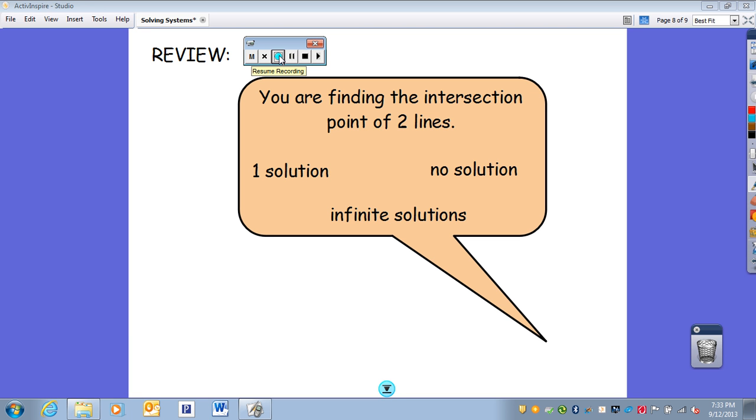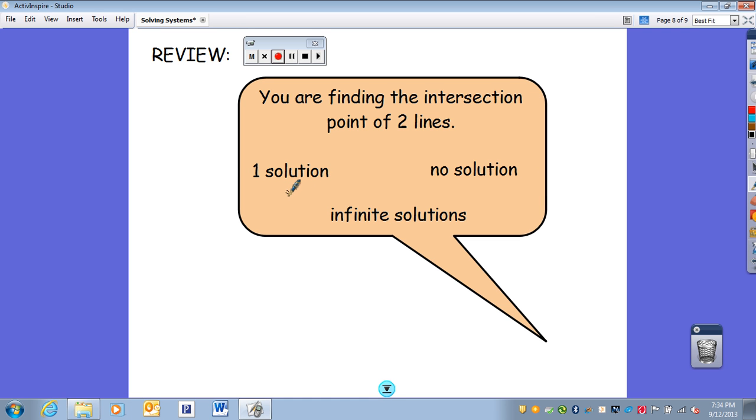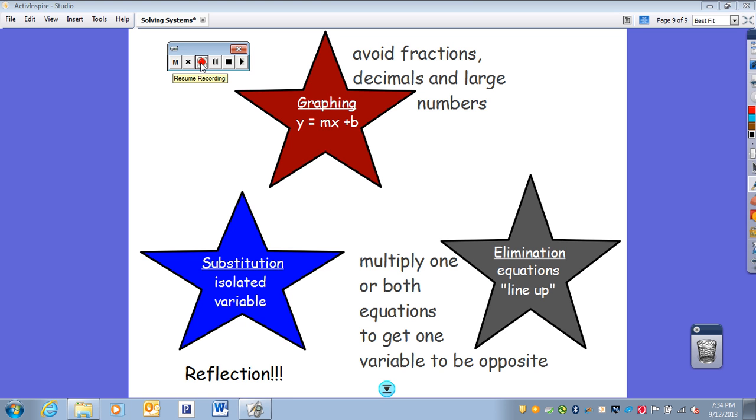So let's review. You are finding the point of intersection of two lines. There can be one solution, infinite solutions, or no solution. With one solution, we are coming up with two lines that have one point of intersection. With no solution, we have parallel lines, and with infinite solutions, we have two lines directly on top of one another, or being the same line.